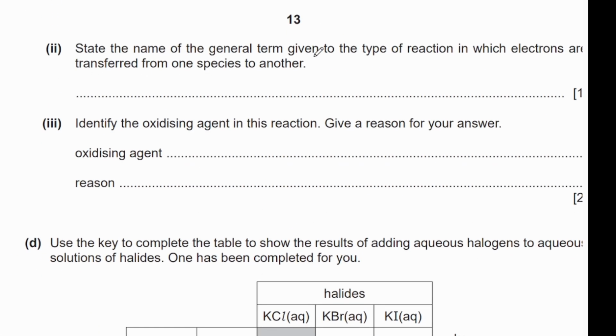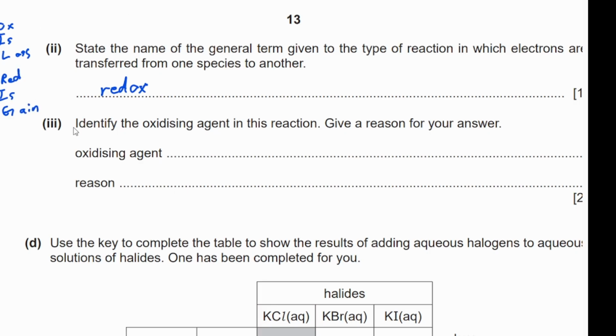State the name of the general term given to a type of reaction in which electrons are transferred from one species to another. So this is called redox. In redox, remember the acronym OIL RIG. Okay, so I used to remember: oxidation is loss of electrons, reduction is gain of electrons.